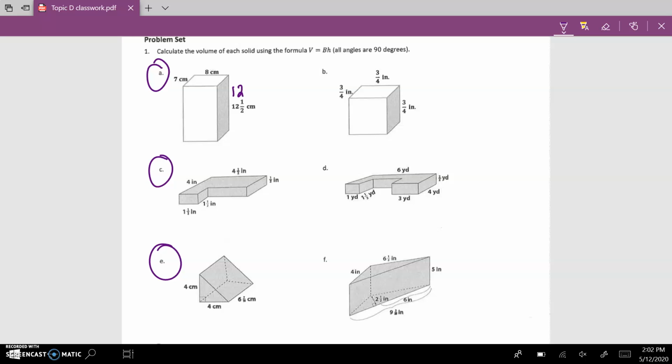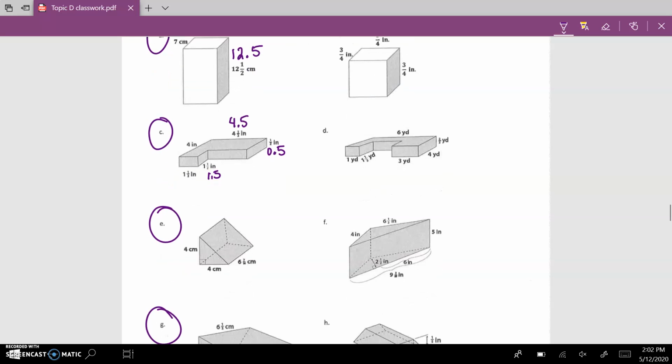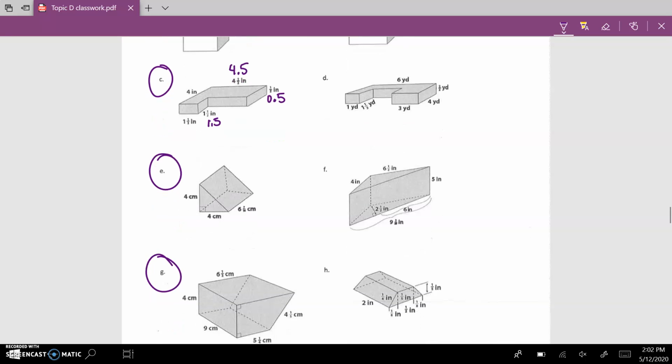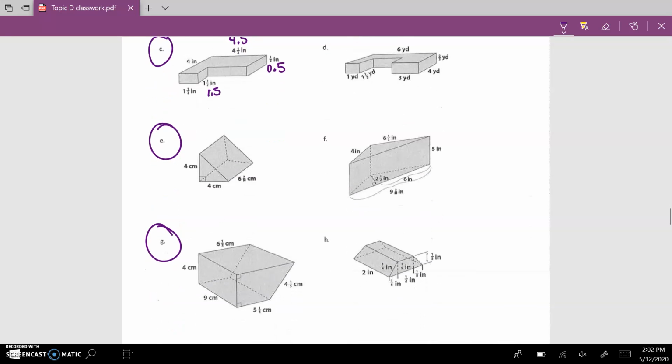Like this is 12.5. I know part C can look a little daunting. These are all halves. So like 0.5, 4.5, 1.5, and so on. Okay. And remember, in part C, you're going to have to break up the shape to find the volume. That's an irregular shape.